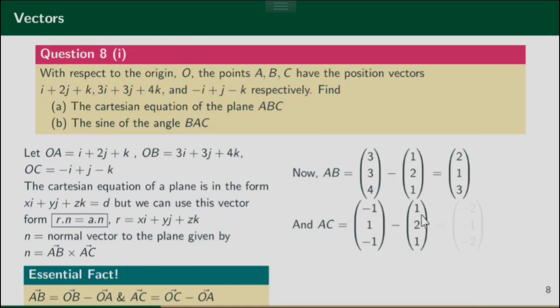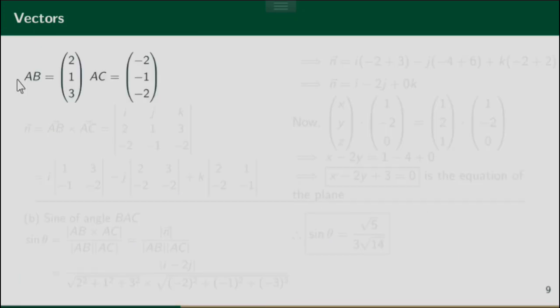Subtracting: negative 1 minus 1 gives negative 2, 1 minus 2 gives negative 1, negative 1 minus 1 gives negative 2. So I have the direction vectors AB and AC. Next, I need to use these direction vectors and find the cross product to obtain the vector n.